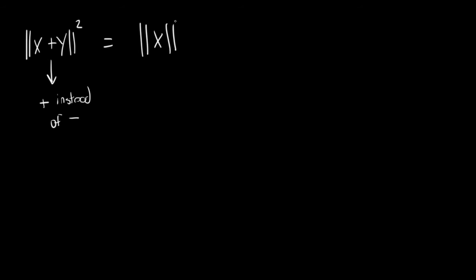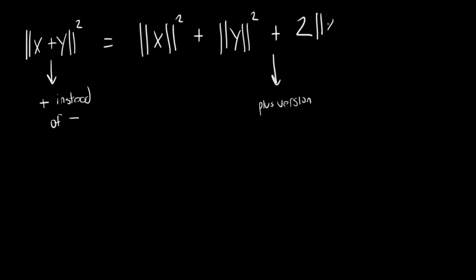We will have the norm of x squared plus the norm of y squared plus, instead of a minus, we have the plus here, so plus version, plus 2 norm of x, norm of y, cosine of the angle between them. So this is the positive version of the law of cosines. When we looked at the law of cosines, we saw it with minuses. So there's 2 places where you have the arrows.